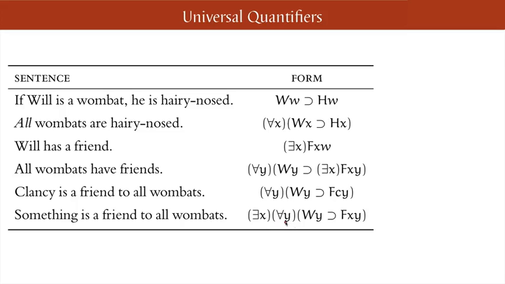Now notice the similarity and the differences between all wombats have friends, which is the one that we have here, and something is a friend to all wombats. You'll notice the content inside, the if Wy then Fxy, is exactly the same in both cases, but the position of the two quantifiers is different. It occurs in a different order, and the for all y occurs in different places. In the first, we choose the wombats, and for each wombat, we have some choice of a friend. That's why the for all y occurs first, and then under that, we're choosing a friend for each of those wombats that we've chosen. Whereas for the second, we choose the thing that's the friend to all wombats, that's this x thing, and then for each wombat we choose, we need this thing that we've chosen, the x, to be a friend of that wombat.